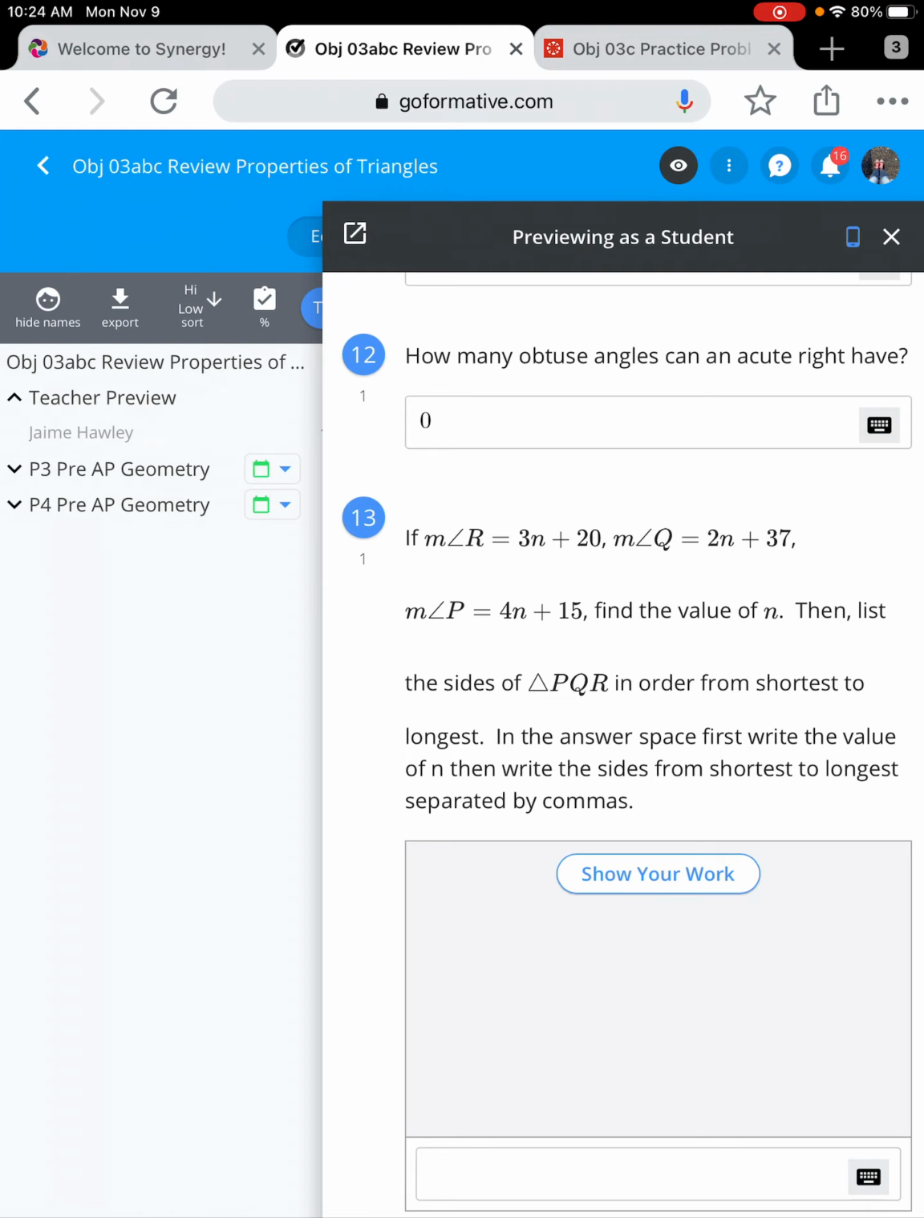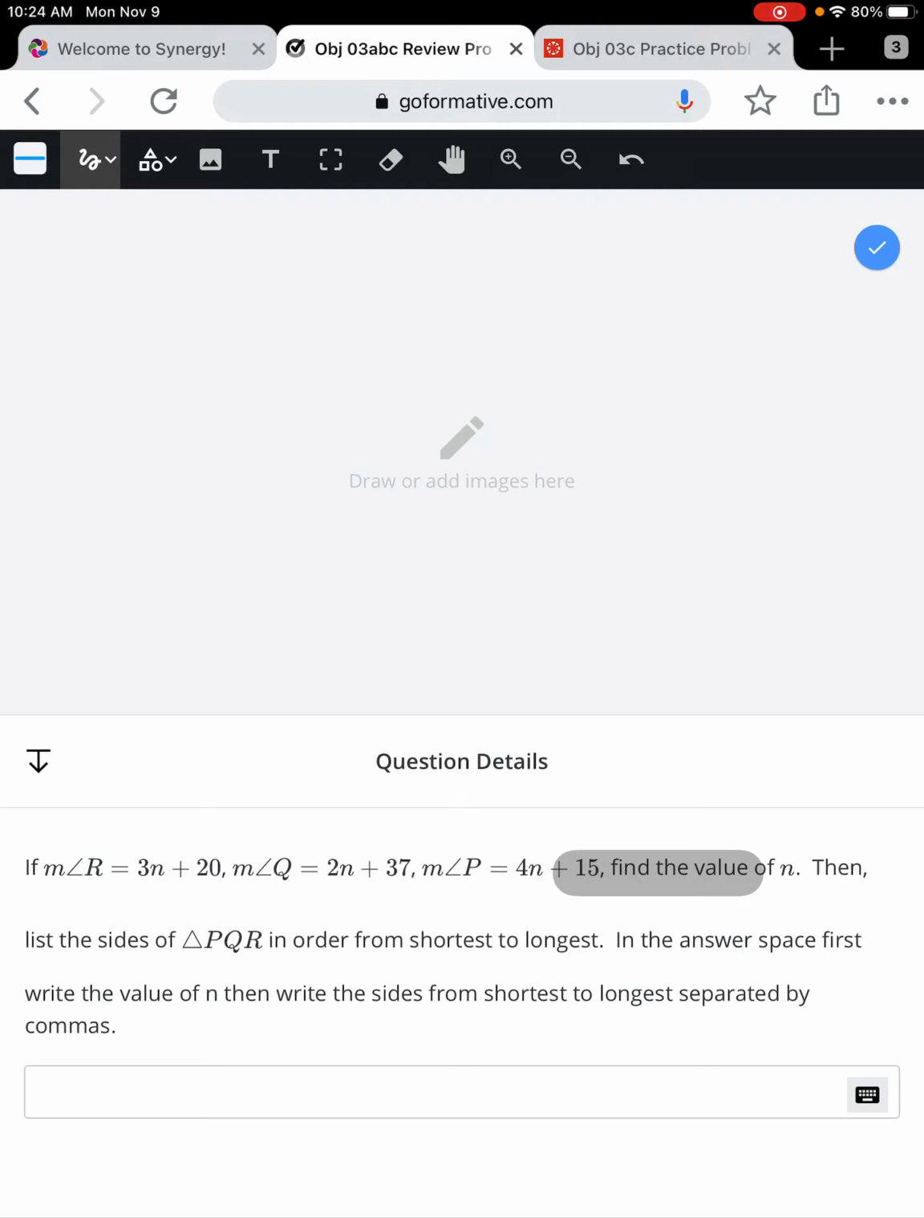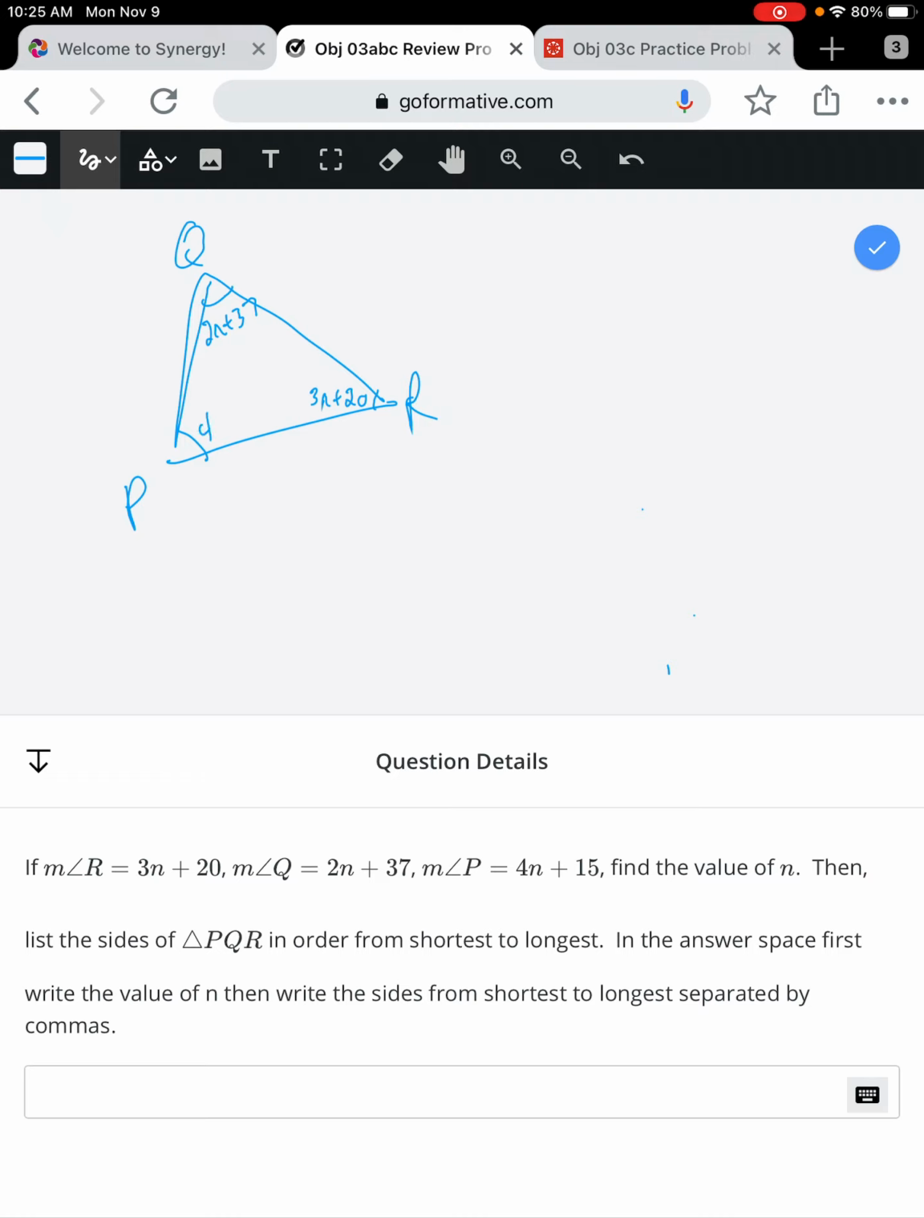Okay, our next one here, it says we have a triangle. So first thing I do is I draw it. You guys have to get better at drawing, not like actually artistically, but drawing when you know things. It says the measure of angle R is 3n plus 20. So that's the measure of the angle. Measure of angle Q is 2n plus 37. And the measure of angle P is 4n plus 15.